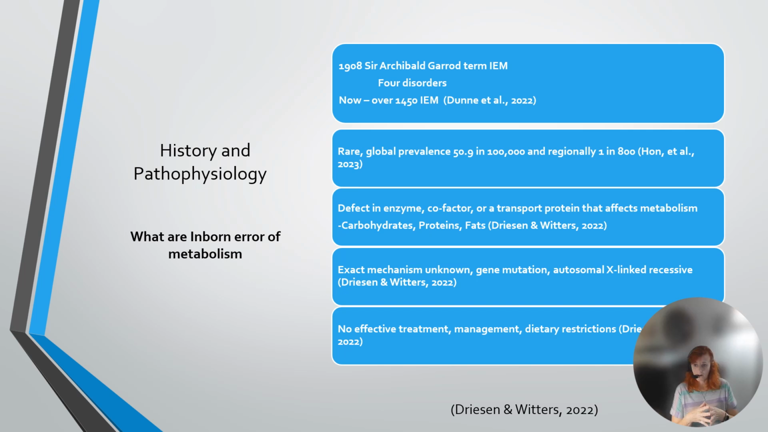But they are rare. It's like 1 in 800, or globally it's 50.9 in 100,000, so not too many. All right, and then again, what it is: they're either a defect in the enzyme, a missing enzyme, or the transport protein is not there. They have different ones that affect the metabolism of carbohydrates, proteins, and fats.